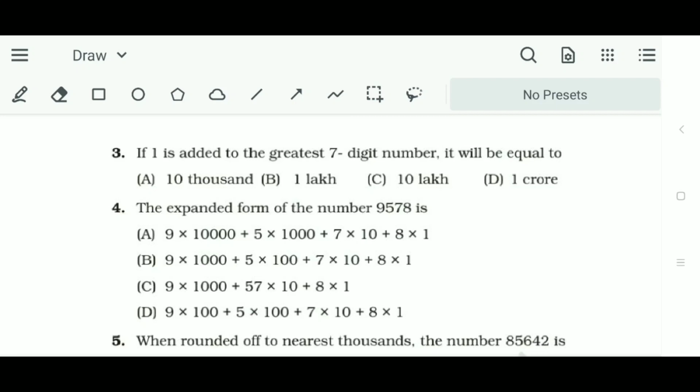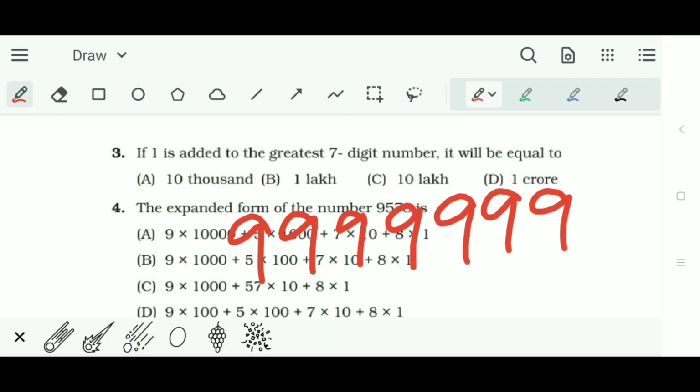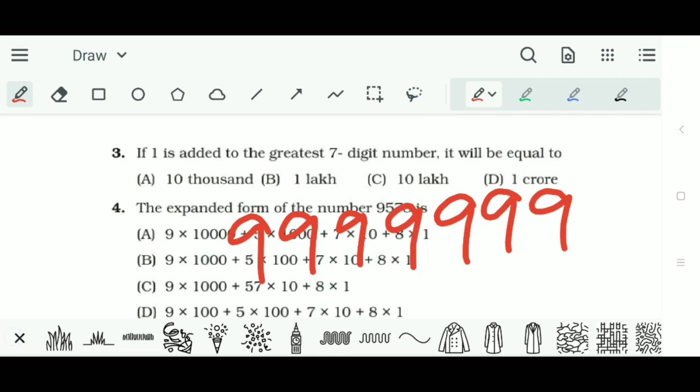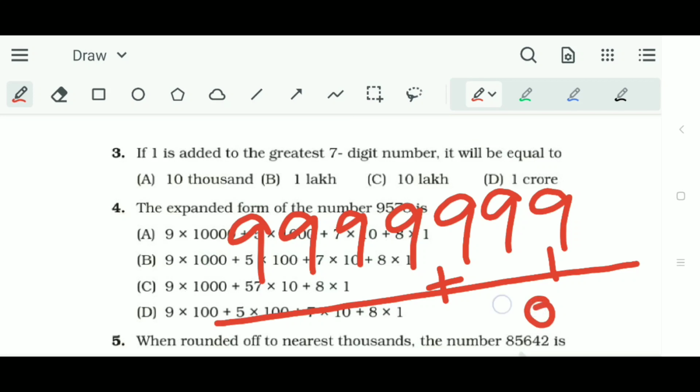Next sum, question number 3, it is given if 1 is added to the greatest 7-digit number, it will be equal to. Greatest 7-digit number means there will be 7 nines. Okay, it means 7 nines. Now 1 will be added to this number. Let's add 1 with it. See what is coming. Okay, so how many zeros are we getting? After 1 we are getting 1, 2, 3, 4, 5, 6 and 7 zeros. Means it is 1 crore.